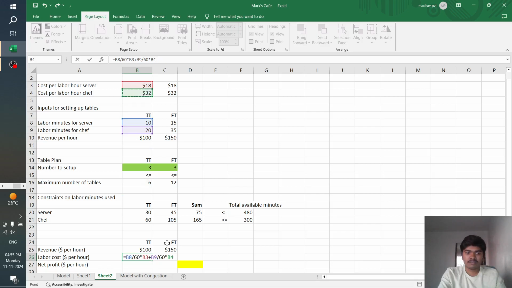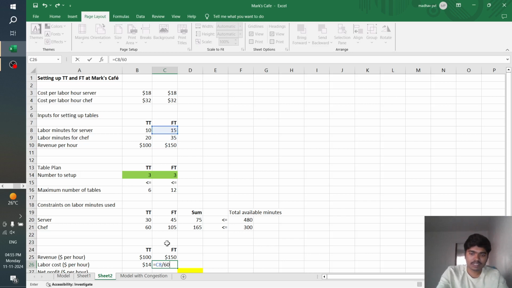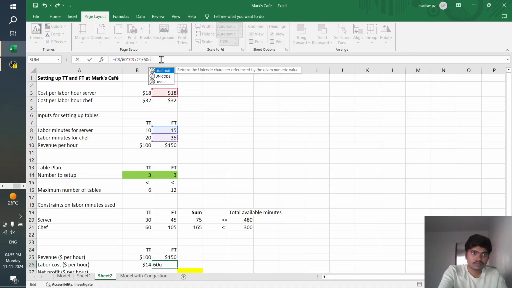into B3, and similarly for B4. So even we need to do it for the four-table one. Here we can just see the labor minutes per server by 60 into the cost, plus this by 60. Oh, I just forgot to put this thing into this thing.